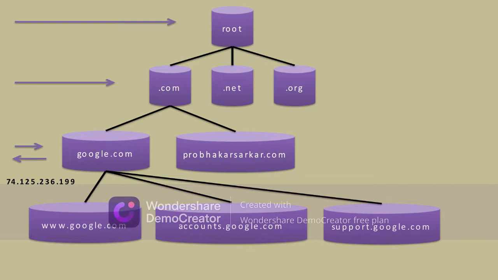Each query has a TTL or time to live, or in simple terms the lifetime of each associated IP address. So, if Google says, www.google.com has an IP address of 74.125.236.199 and TTL is 3 hours, after 3 hours the IP can change to anything else. Now that you have got the IP address, you can talk to the server and do the surfing.